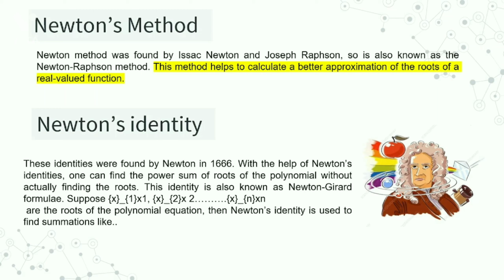Newton's identities. Newton's identities were found by Newton in 1666. With the help of Newton's identities, one can find the power sums of the roots of a polynomial without actually finding the roots.